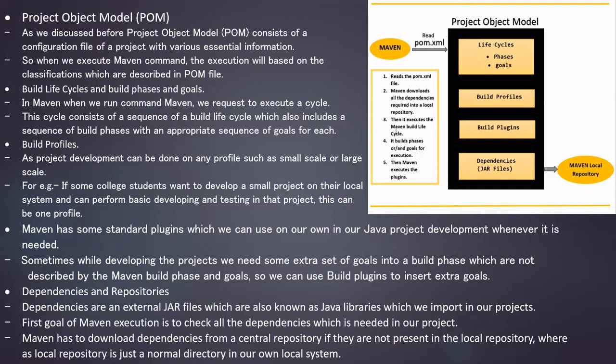POM consists of a configuration file of a project with various essential information. So pom.xml is nothing but a configuration file which contains all the project information which developers add, or sometimes we have to add. Meaning, at the DevOps side, which information is added.